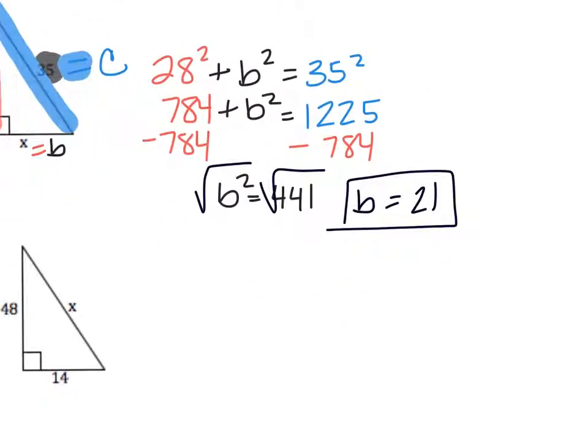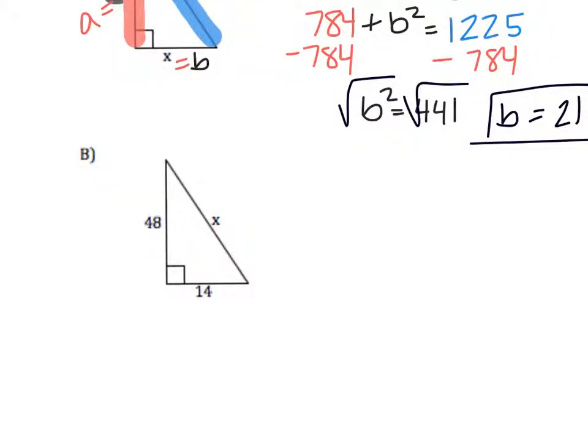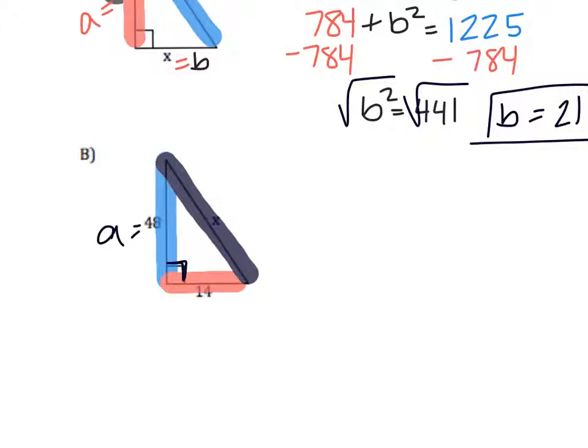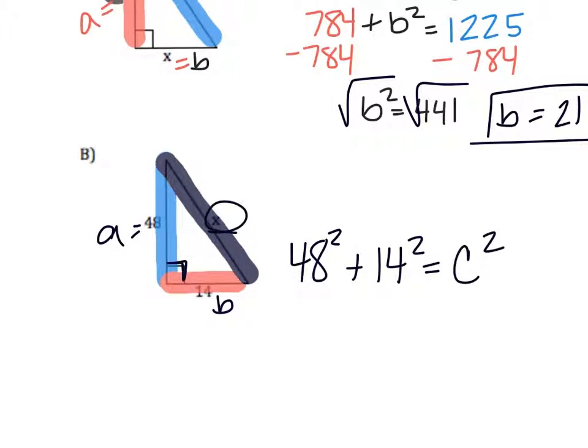All right, let's go to the next one. Again, I'm going to highlight the sides that I have. So here's 1, here's 2, and the unknown side is over there. Looking at the sides that I have, the blue and the red both touch this right angle, they both make it up. So that means I have the sides A and B. So I'm going to have 48 squared plus 14 squared. That's going to equal C squared, or you can really call it X, it doesn't matter.